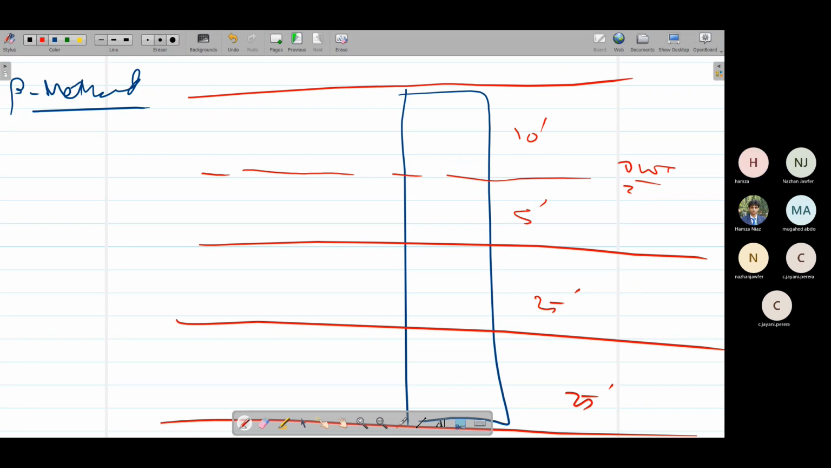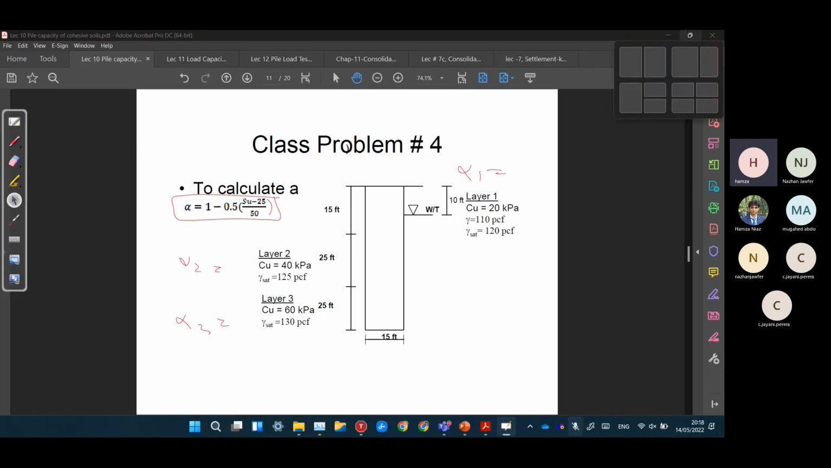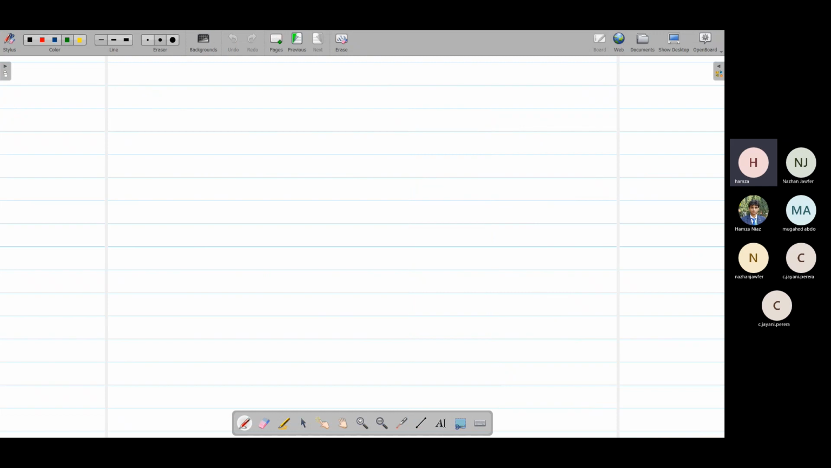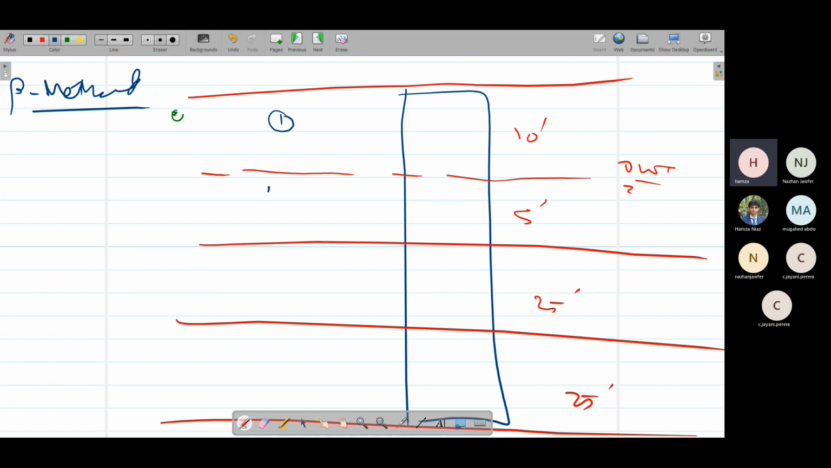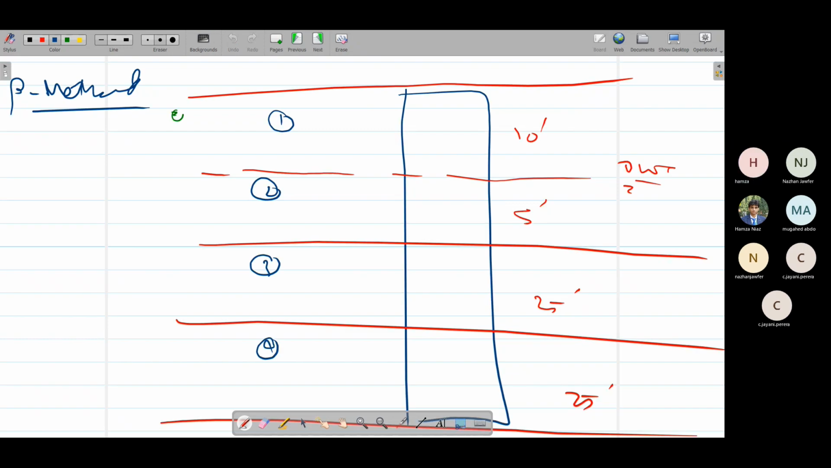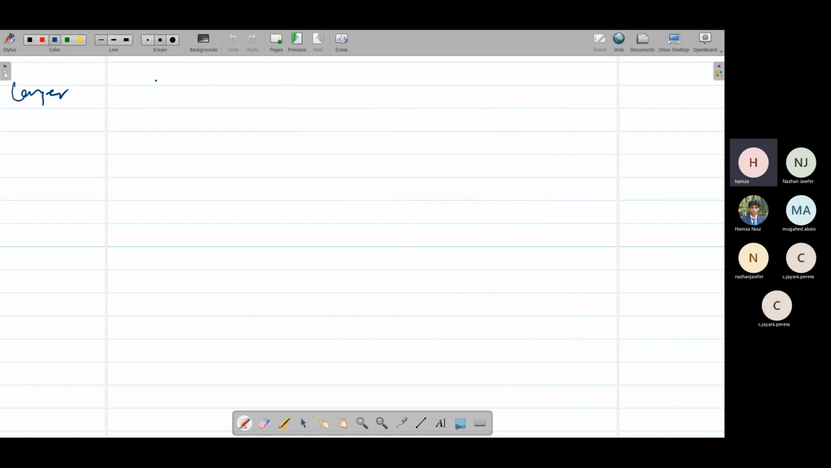So the rest is given as Cu for 20, 40, 60. If I draw a table like before, it is better to draw a table in this question. For different layers, it becomes much simpler. So we have 4 layers: layer 1, layer 2, layer 3, layer 4.